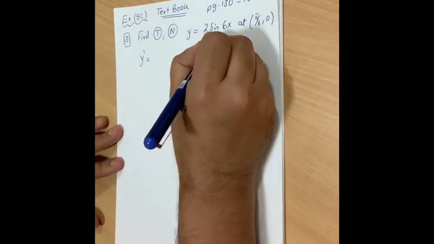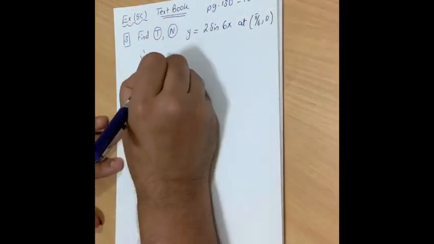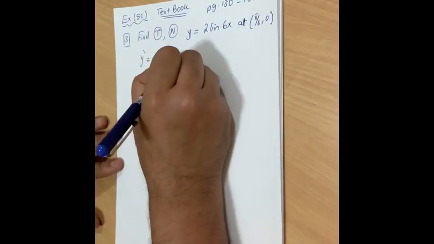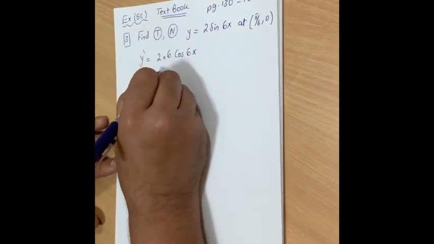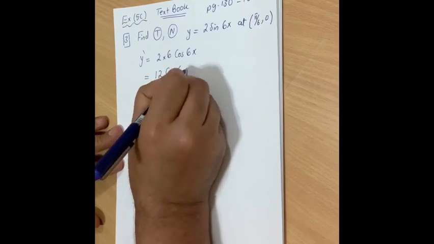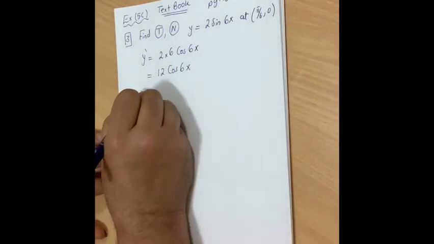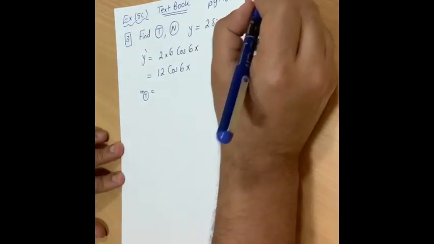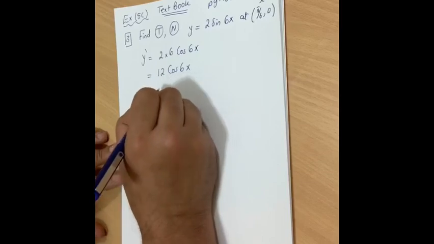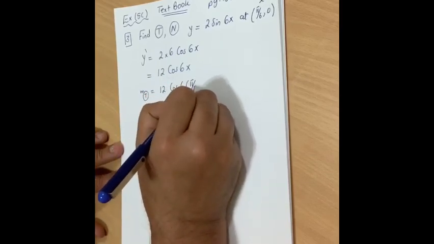So y dash is the derivative of the 6x, which is 6. So remember to write 2 multiplying by 6, and then derivative of sine is cosine of 6x. 2 by 6 is 12 cosine of 6x. Now the second step is to find the gradient of the tangent. You know that by replacing the x value in the derivative, we can find the gradient of the tangent. So it's 12 cosine 6 times pi over 6.